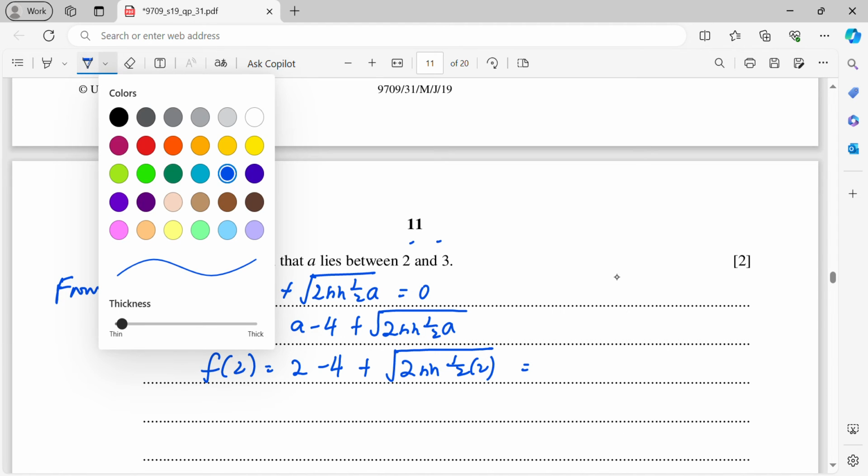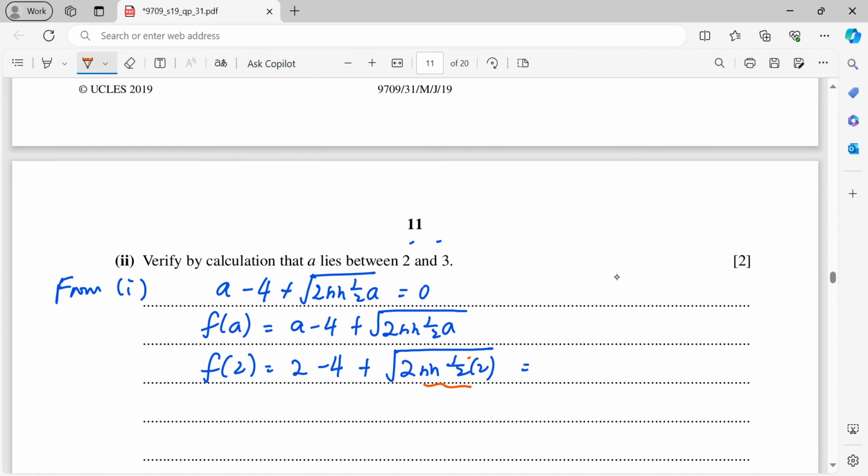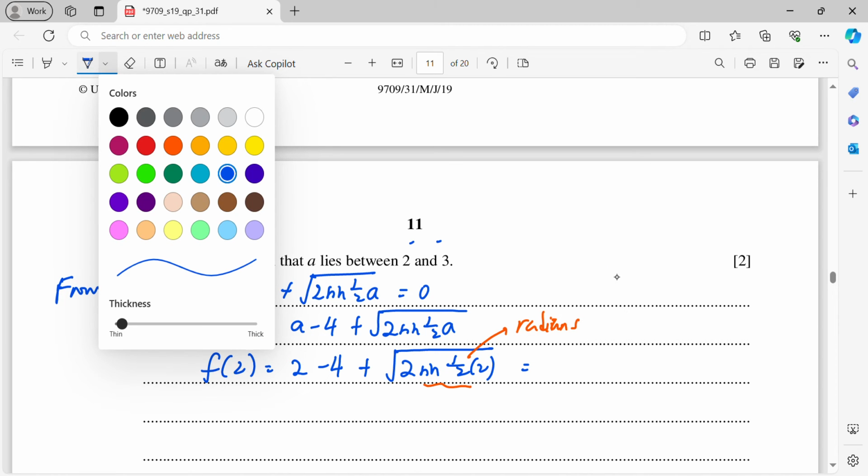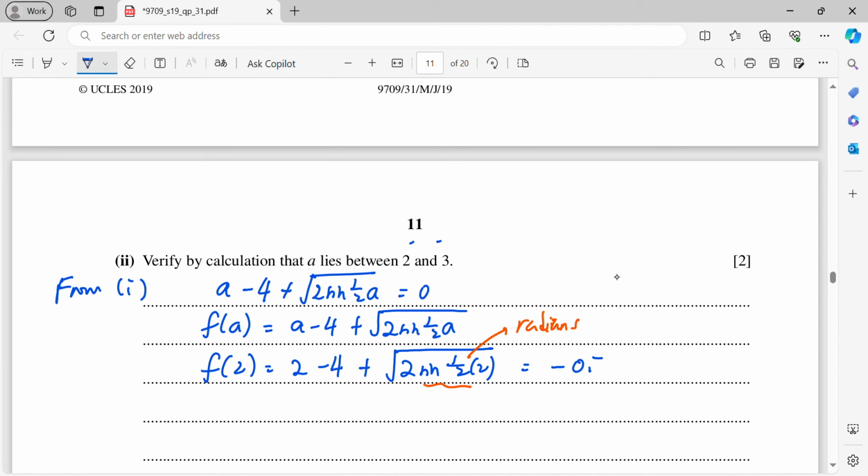So now, when you calculate this value, make sure it is in radians mode, because you are computing sine 1. There's no degree here. Therefore, you'll be getting negative 0.703, which is less than 0. And f(3) is going to be 3 minus 4 plus square root of 2 sine half times 3. Then you will be getting 0.412. That is greater than 0.